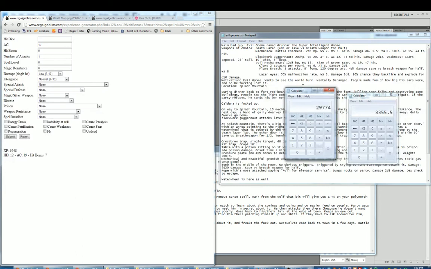And over here is 16464 plus 3355. Wait, is that really right? Is he 10,000 experience behind everyone? He is. Oh, that's right, because he got level drained by a vampire. He got messed up bad. 19819.